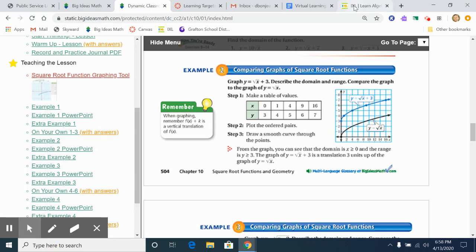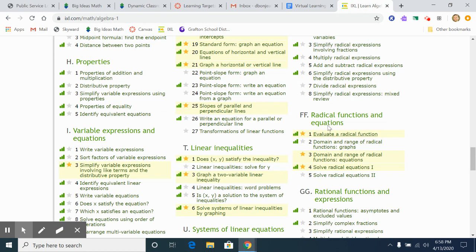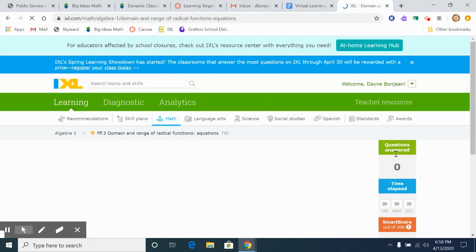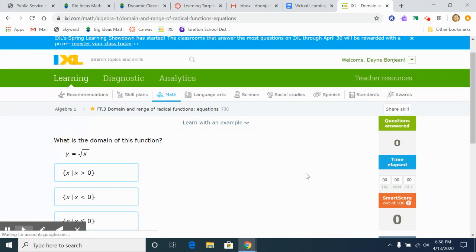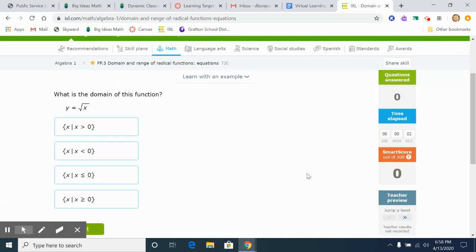If we look at IXL and we go in here, this is going to be FF.3, which is domain and range of radical functions, meaning square root functions. We're going to be given equations. What is the domain of this function? The domain only. I see an x underneath the square root symbol only. Remember, it's going to be x is greater than or equal to 0.